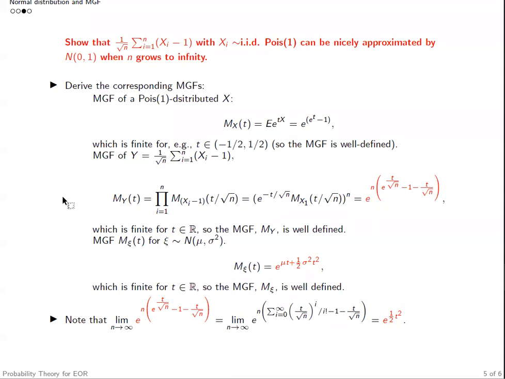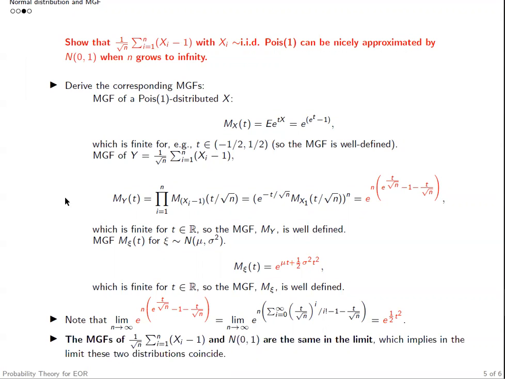Therefore, we show that the moment generating functions of this rescaled or standardized sample mean and the standard normal distribution are exactly the same in the limit. Because we know if moment generating functions exist, they determine distributions. Right here we have the same distributions in the limit, which implies in the limit the distribution of this monster and the standard normal distribution coincide with each other. This is a very nice property concerning the Gaussian distribution.